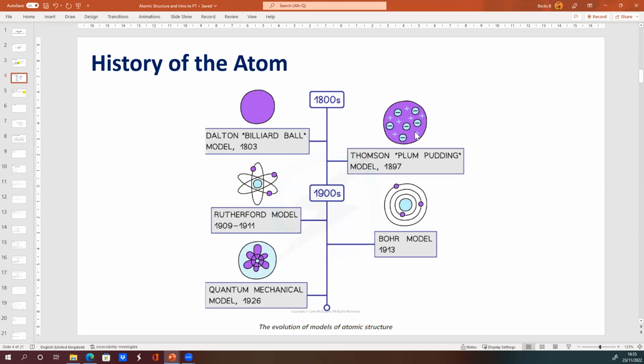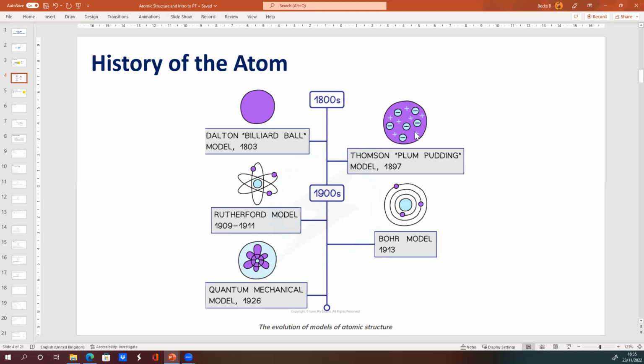Going back to the 1800s, a chemist called John Dalton posed that the atom was a solid sphere. You can see that it's like a billiard ball. Think of a ball off a pool table or a snooker table. He thought that it was a solid mass. So that was the first idea that we had.